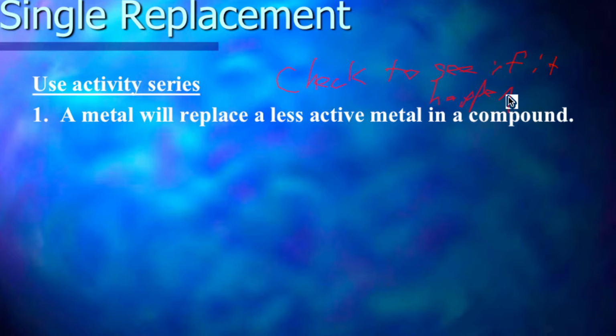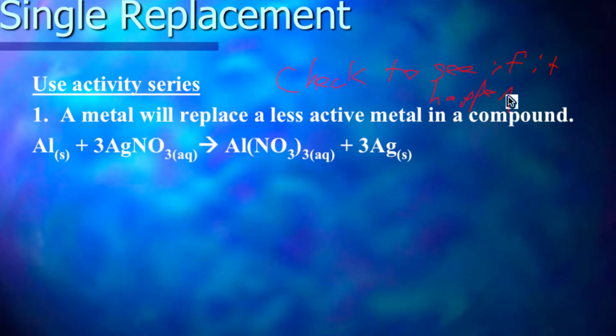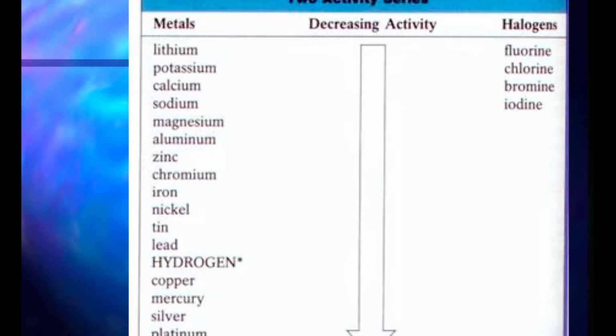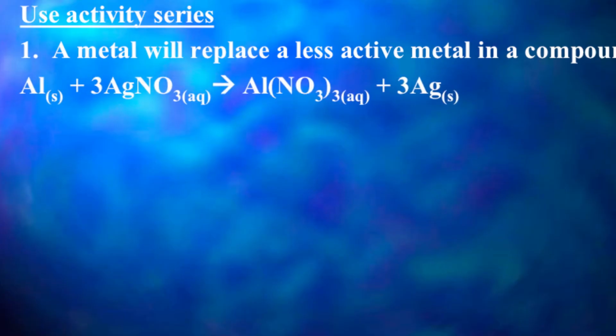So let's look at one that does happen, aluminum and silver. So look on your activity series, find aluminum, find silver. Is aluminum more active than silver? Well, let's see. I know it's a little pixelated, but this is an example of an activity series. The ones we're comparing are aluminum and silver. So find aluminum and find silver. Is aluminum more active than silver? Of course it is. So it will replace it, but the reverse would not be true. So it's important to realize that they won't always happen. So that one actually happens.